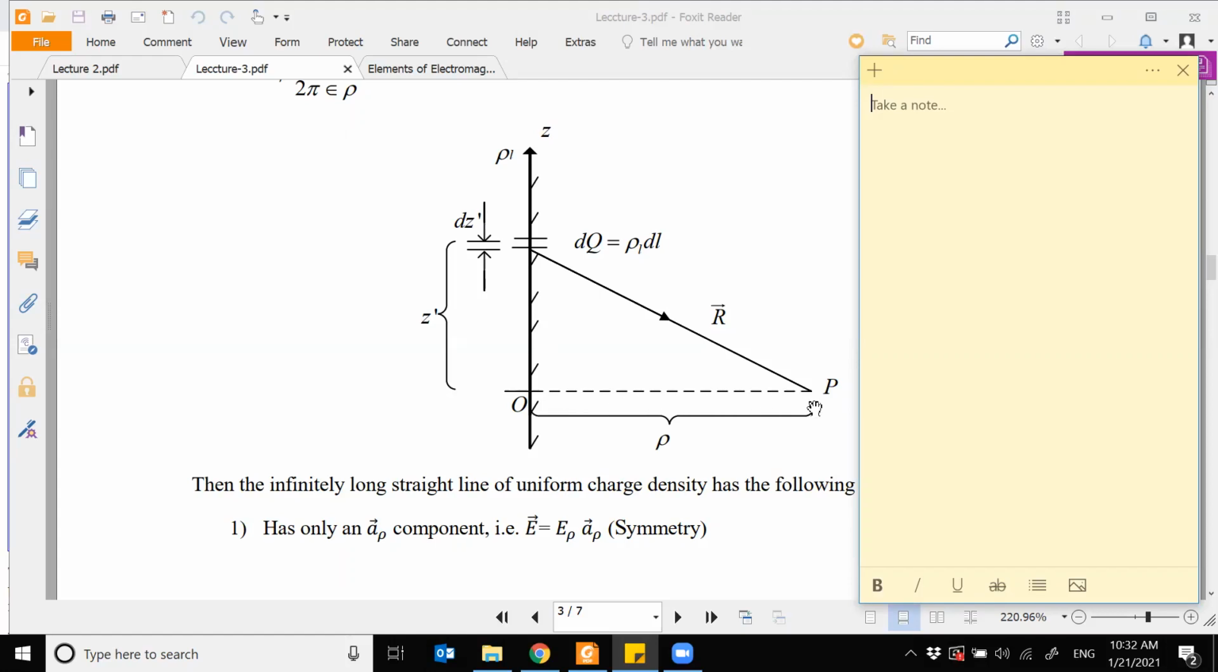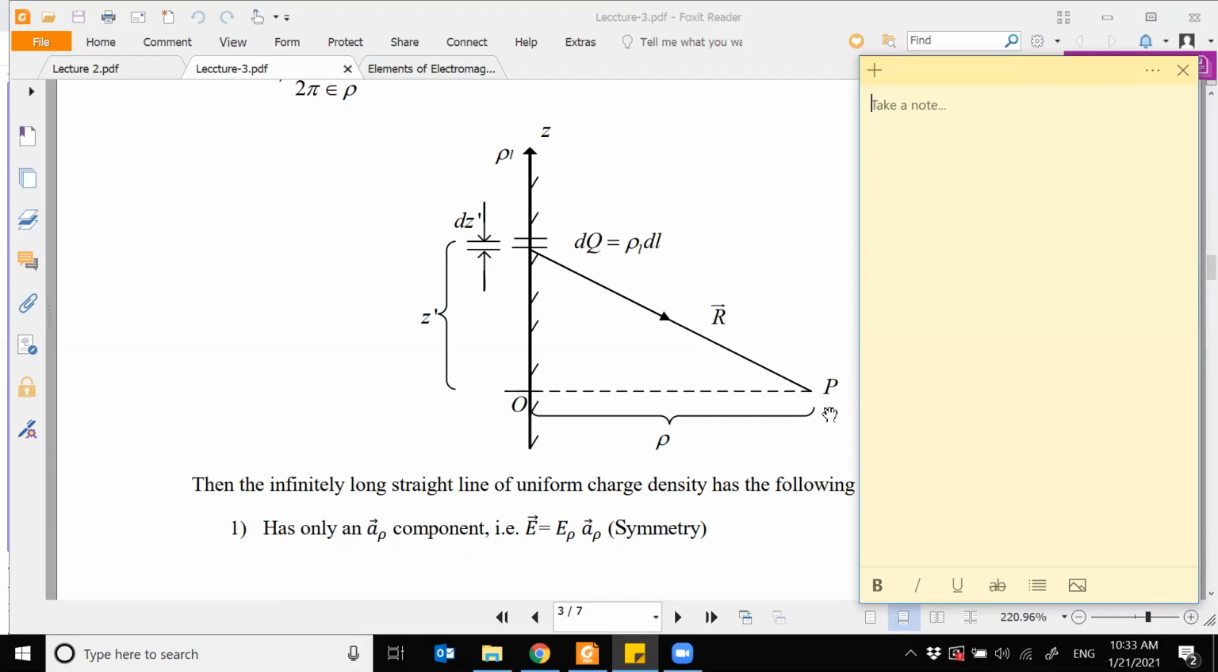Now, I am taking P as my observation point. So P is my observation point. And now my objective is to find the electric field of this infinitely long, straight line charge carrying uniform charge density rho L at this observation point P. Okay, so this is my observation point P.